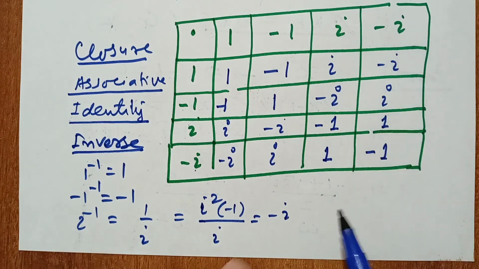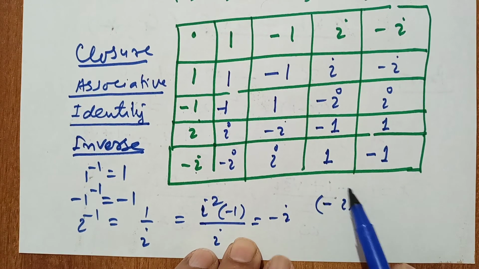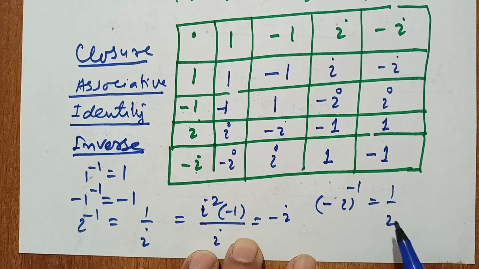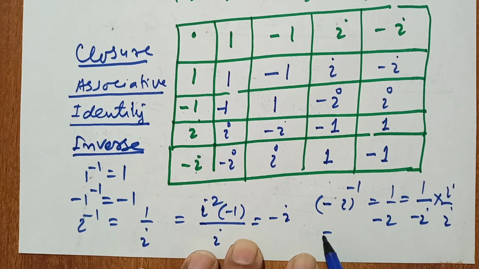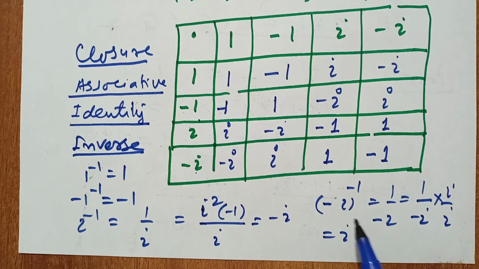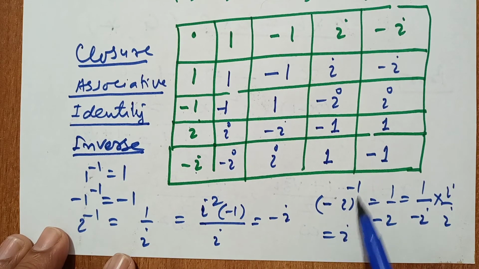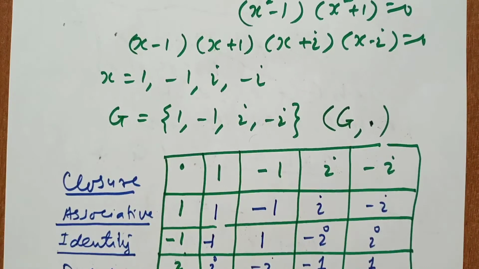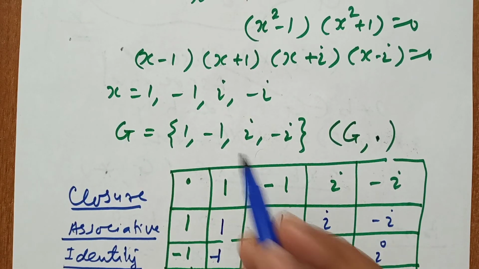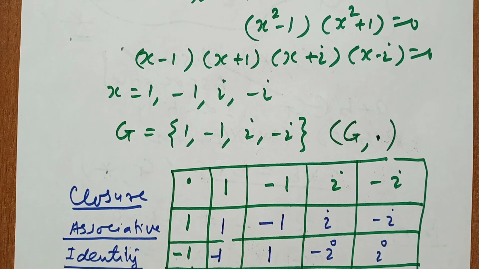And similarly minus i inverse, this is 1 upon i with negative sign. As you know, 1 upon minus i, multiply by i into i. So 1 upon minus i squared, minus 1 is plus, so this is i. Means minus i inverse is equal to i. So the inverse of all the elements of G are in G. Okay. So this is a group.